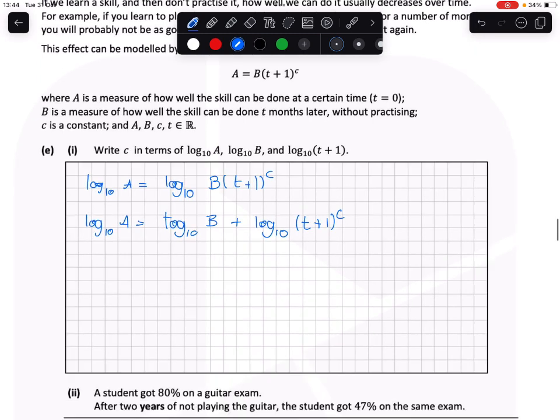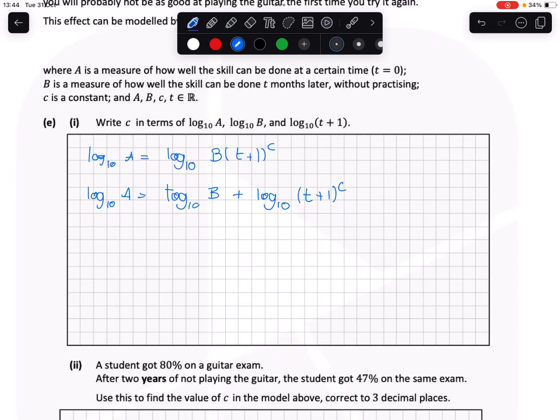We want to have this all in terms of C, so what I'm going to do is I'm going to take that log of 10b over to the other side. So here we have log 10 t plus 1 to the C, and equal that to the log of 10b subtracting log of 10a. Other way around, sorry. The log of 10a subtract the log of 10b.